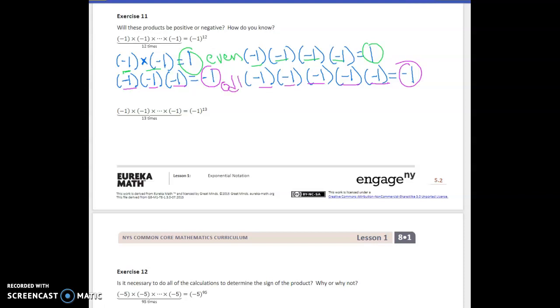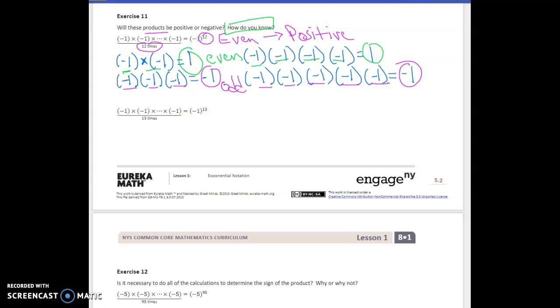So what this should tell us, since it says, will these products be positive or negative, is that we have to focus on how many times we are multiplying the -1 by itself. 12, okay? 12 is an even number. So that means that the product is going to be positive. I'm going to get into this how do you know part in the next one, and I'll show you what I expect for a solution, so you don't have to do all this work.